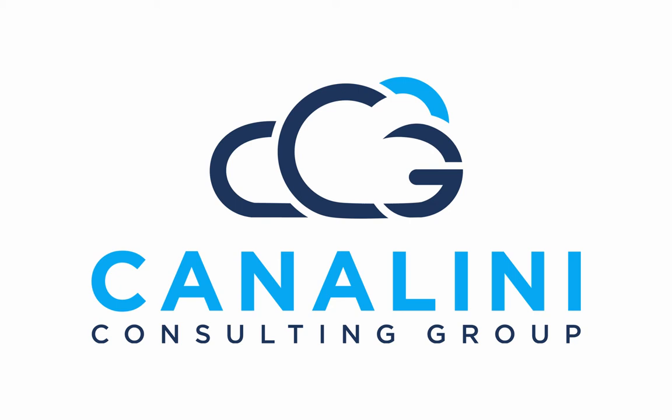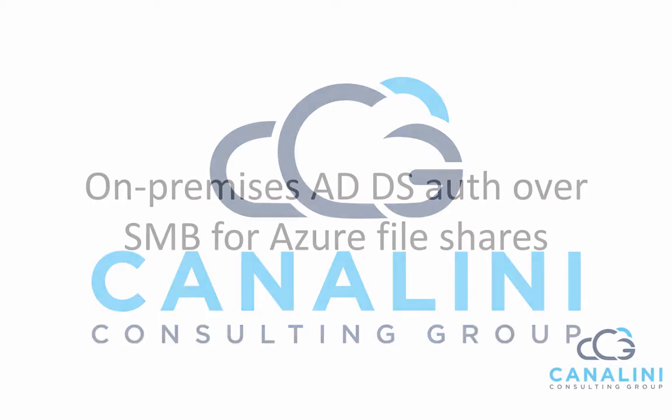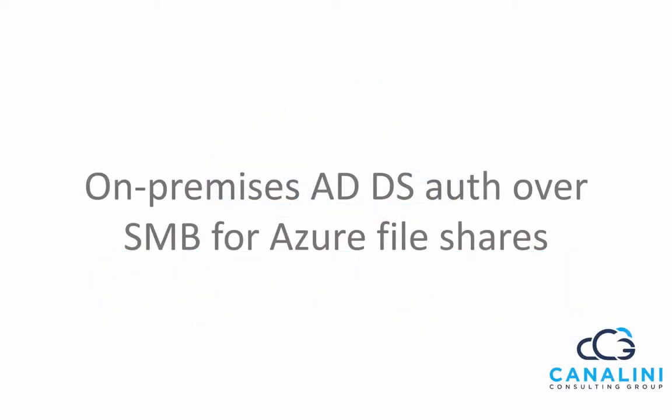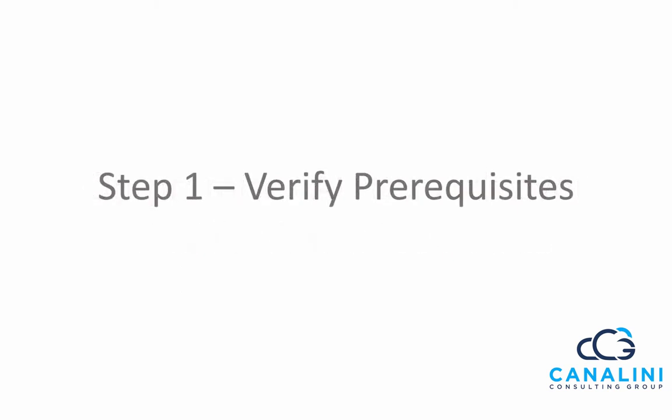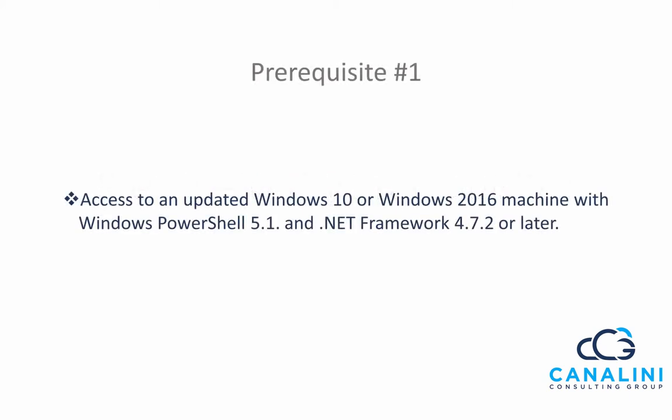Today's presentation is how to use Active Directory authentication over SMB to connect directly to an Azure File Share. There's a couple prerequisites we need to get out of the way first. Prerequisite number one is that we need access to an updated Windows 10 or Windows 2016 machine running the appropriate versions of PowerShell and the .NET framework. I'll show you how to check for that here.